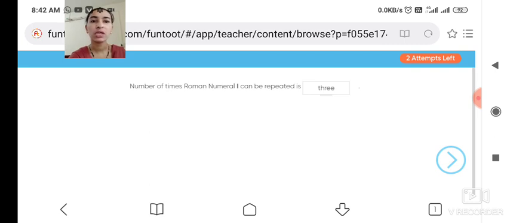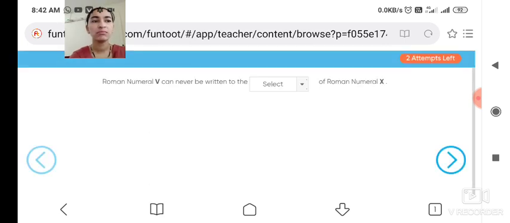Okay, so in any Roman numeral, the I is repeated how many times? Three times. So in that you have to select 3. Okay, students, understand how you are going to write Roman numerals? Let's take one more example.